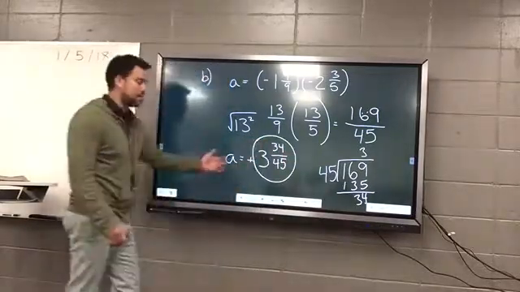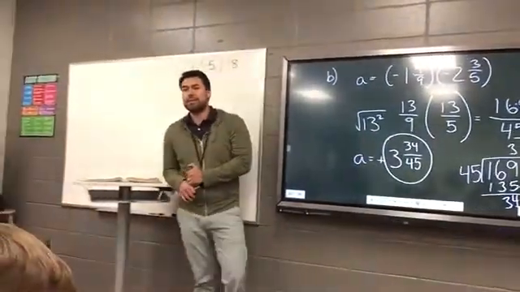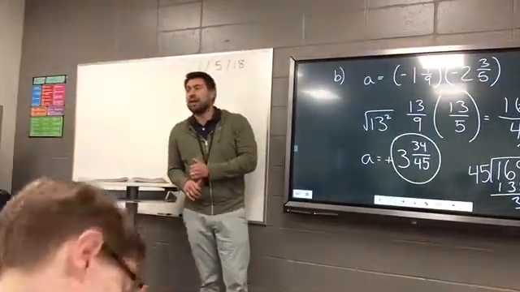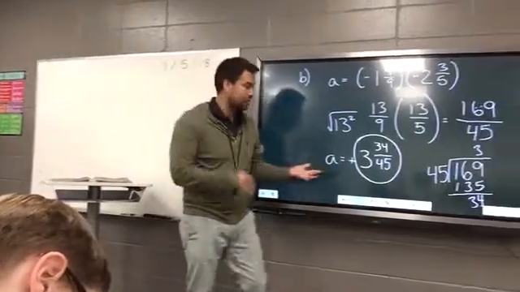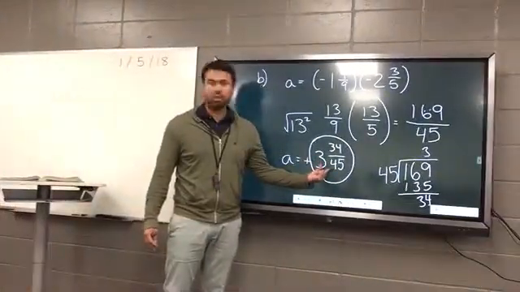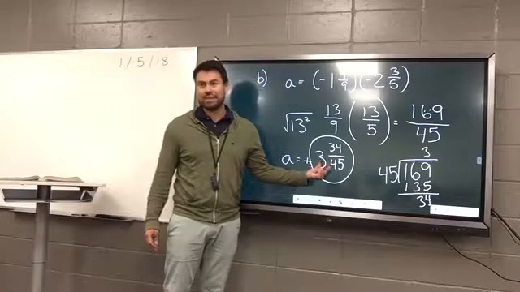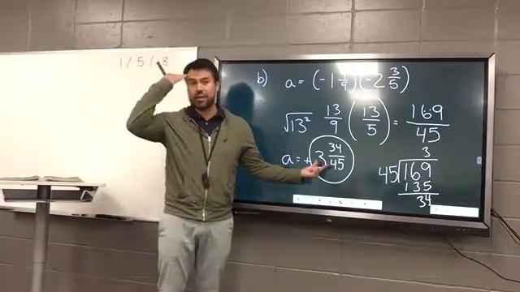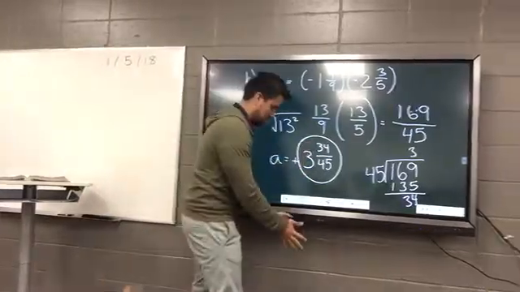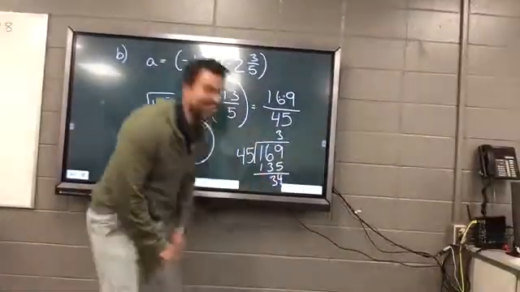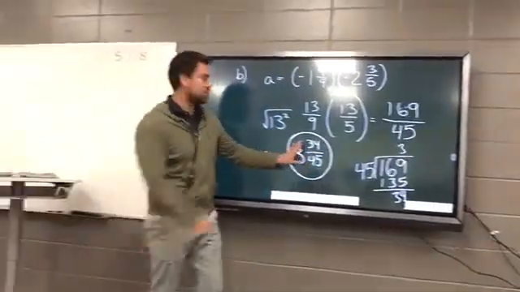Now, I want to help you out with that because we talked about estimating, and there's a reason why I want you to think about it today. A lot of people, when they look at 3 and 34 45ths, they're like, I can't even say that, let alone understand it. But really, can you understand it? Yes. What is 34 45ths?